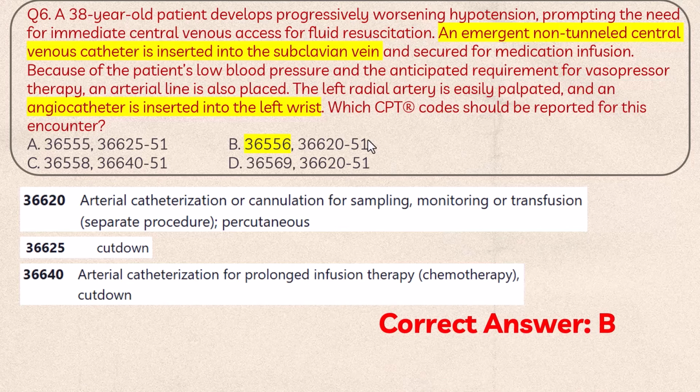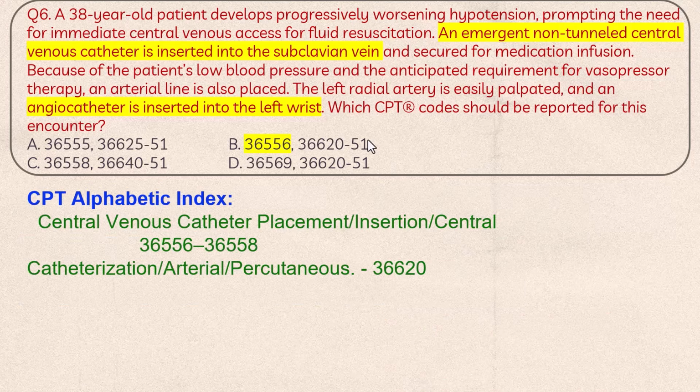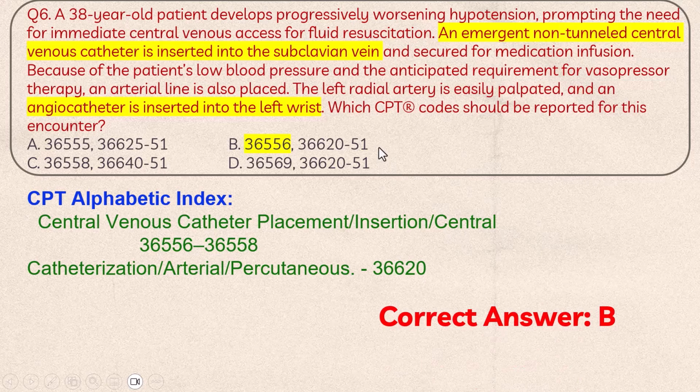If you want to find the answer using the CPT alphabetic index, first go to the main term, central venous catheter placement, then the subterm insertion, then the subterm central. It will lead you to the code series 36,556 to 58. Again, come back to the tabular list and confirm the answer. For the second procedure, go to the main term catheterization, then the subterm arterial, then the subterm percutaneous. It will lead you to the code 36,620. Modifier 51 for the multiple procedure. So the correct answer will be answer B.